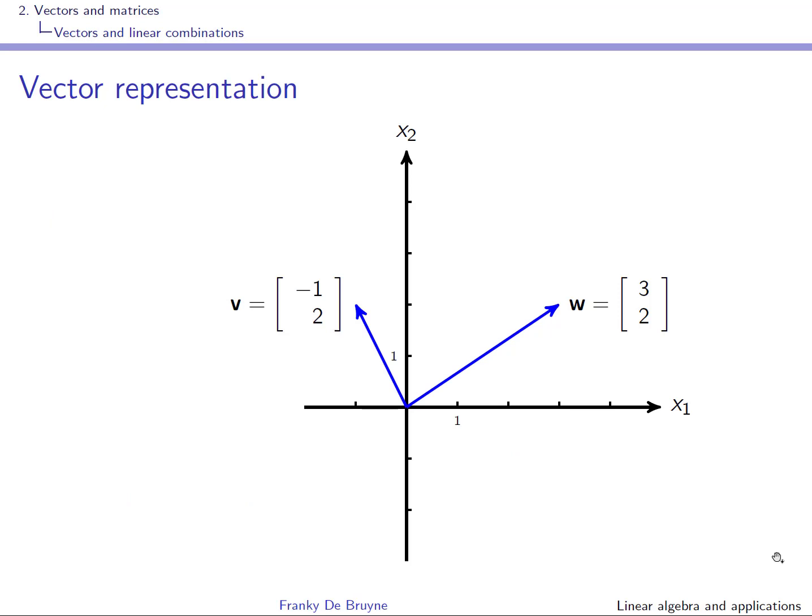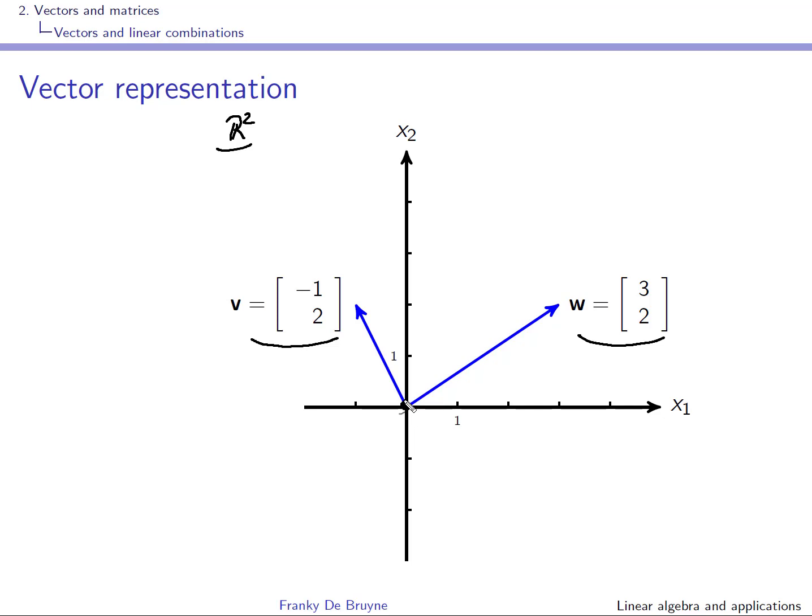So here we work in R2, or R square. This is simply because we can represent things on the slide, and we represent two vectors: vector V with coordinates -1, 2, and vector W with coordinates 3, 2. And here we have chosen to represent or to locate these vectors at the origin of the reference frame.